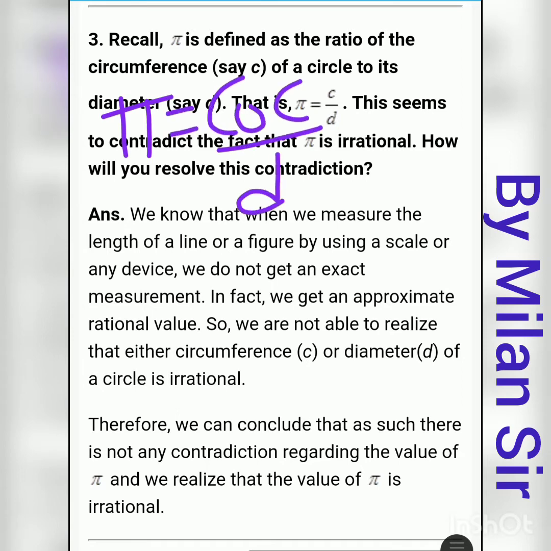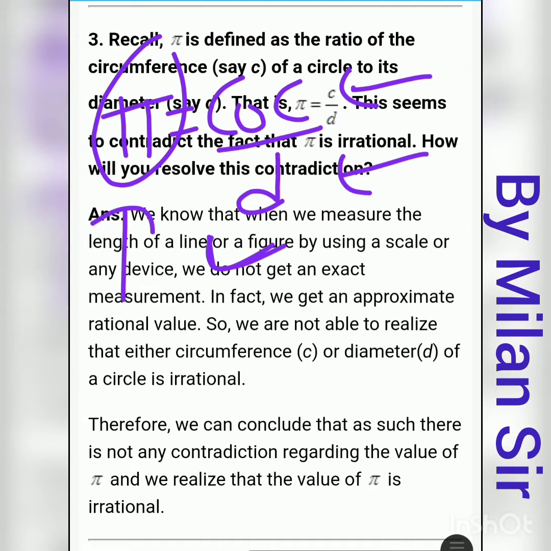Now here we have one numerator and one denominator, right? That means this looks like a rational number, but pi is an irrational number. We need to resolve this contradiction. If we look at the formula, circumference by d, then it can be a rational number, but pi itself is an irrational number. So why does it contradict? That we need to find here.